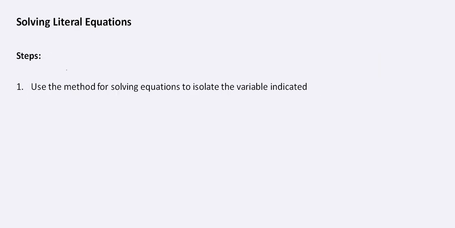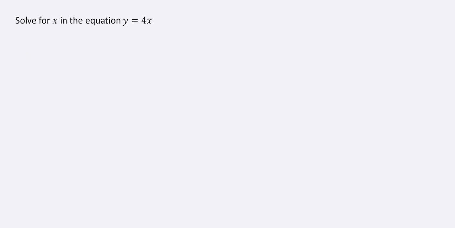Now, how are we going to go about that? This is pretty simple. We're going to use the method for solving equations to isolate the variable that is indicated. Let's look at some examples, and that should make this a lot clearer for us.